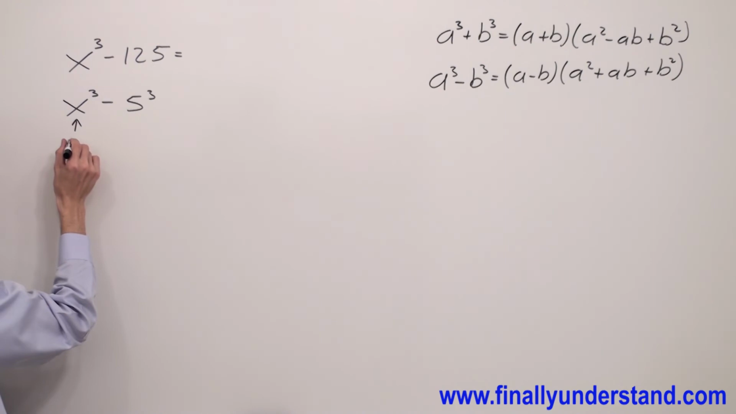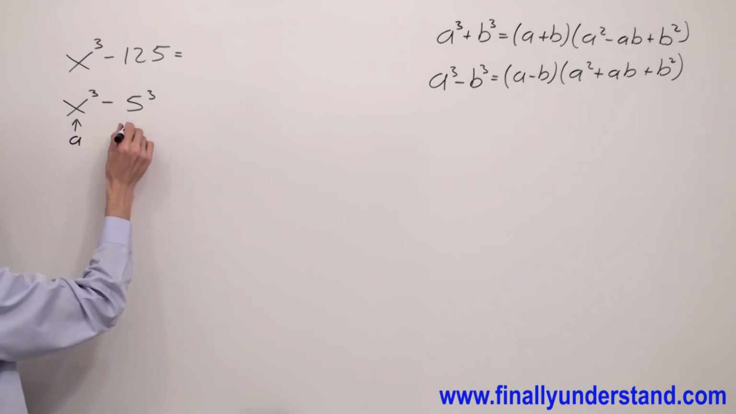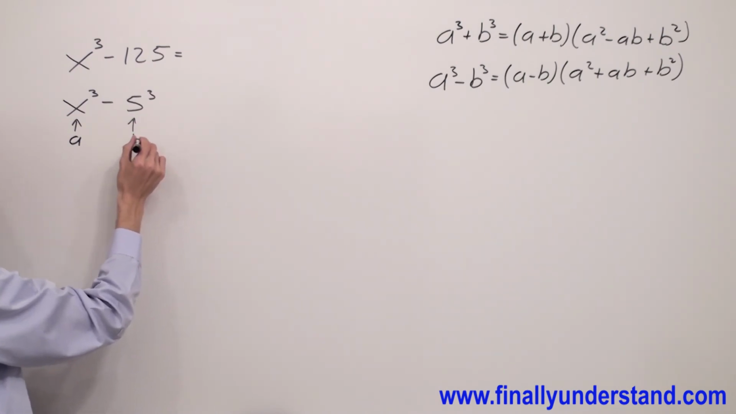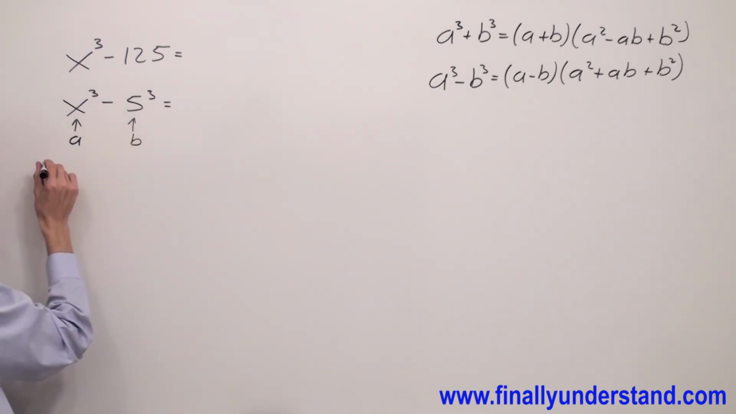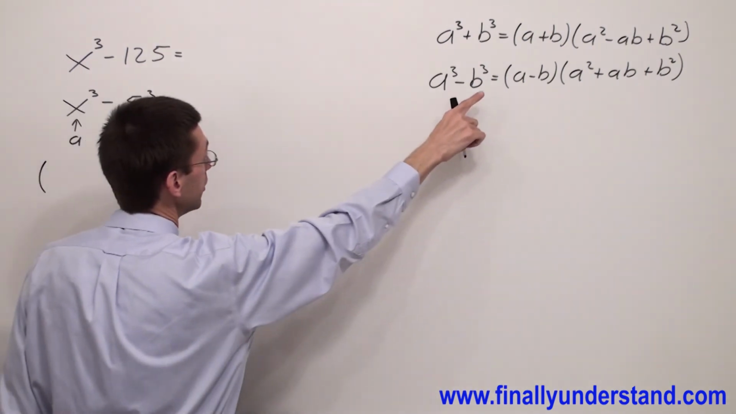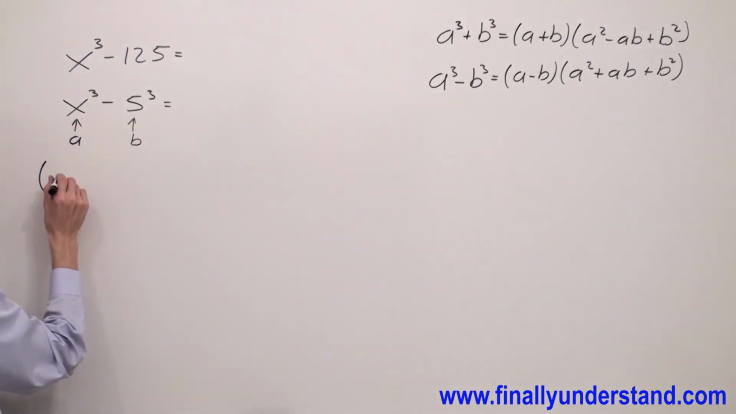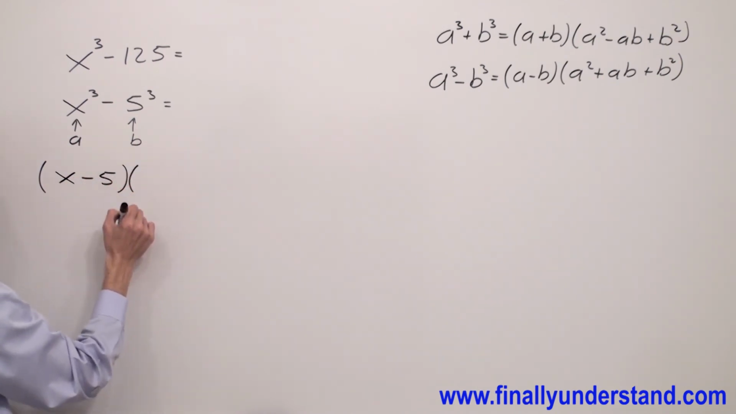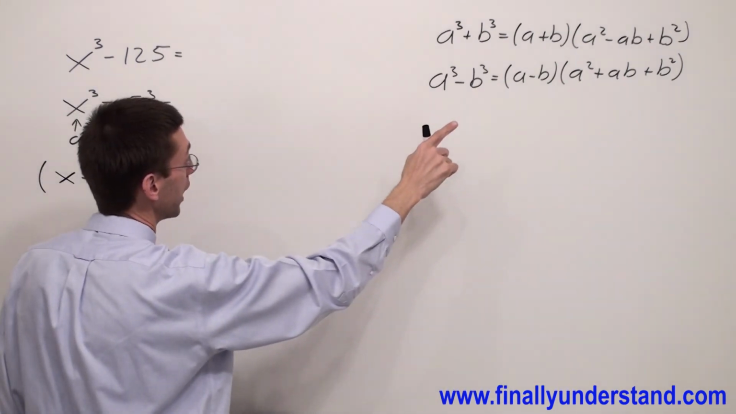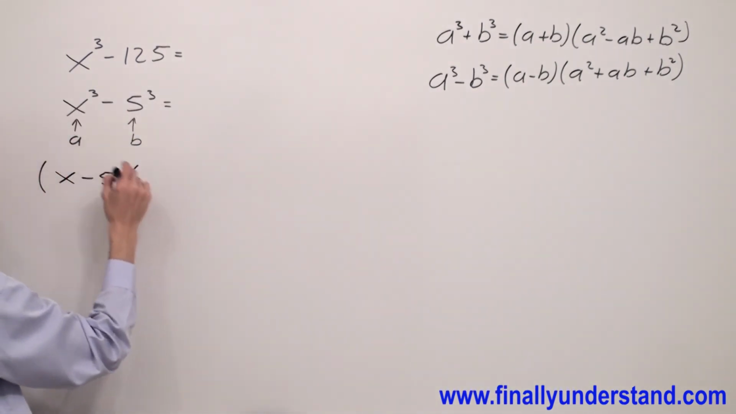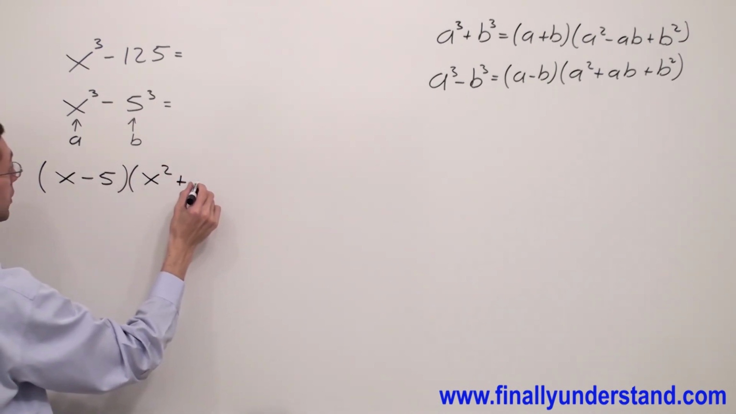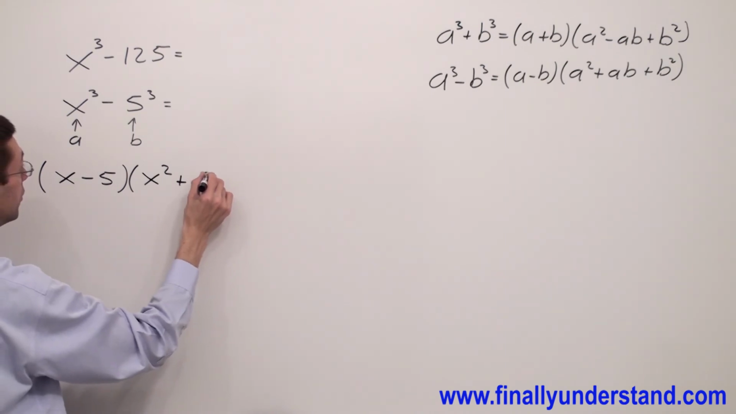X is going to be my a, and 5 is going to be my b. This is going to be equal, open parenthesis, a minus b. In my case, this is going to be x minus 5. Close parenthesis, open parenthesis, a squared plus ab. So I'm going to have x squared plus 5x.